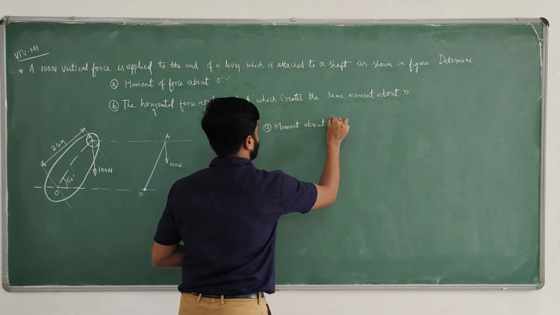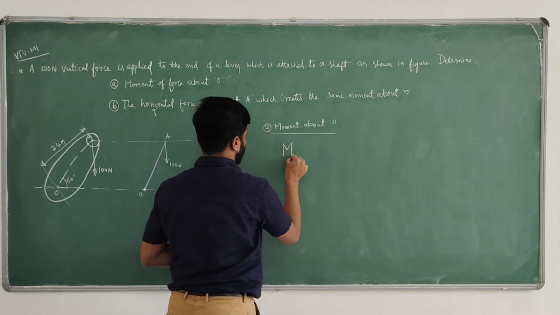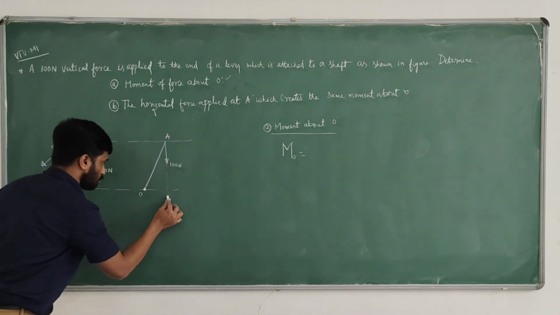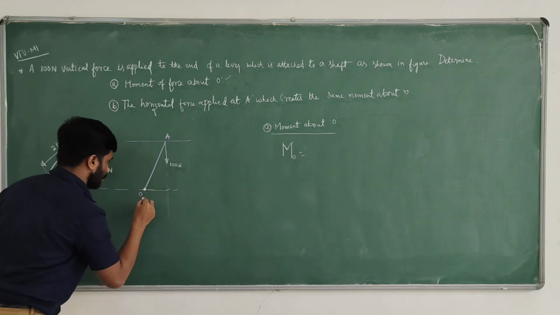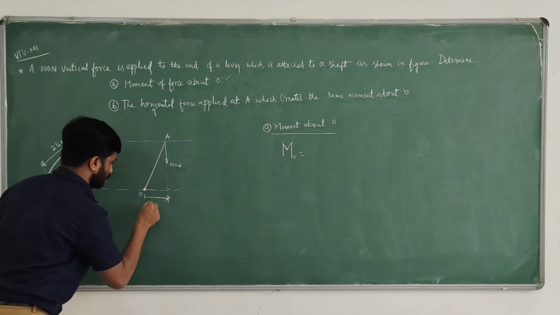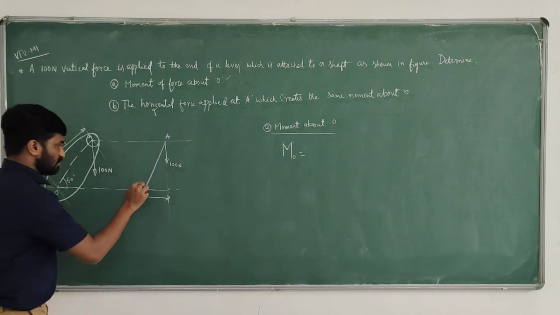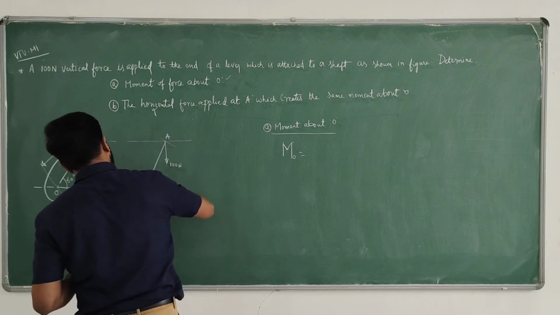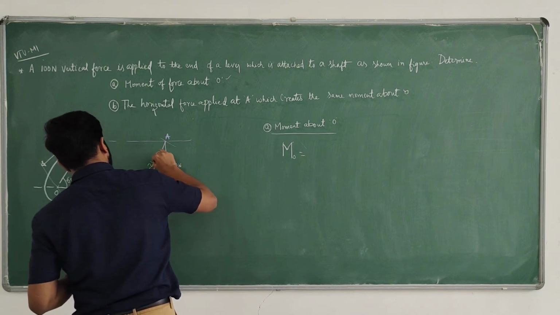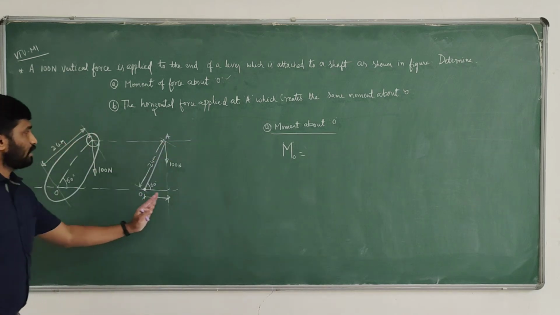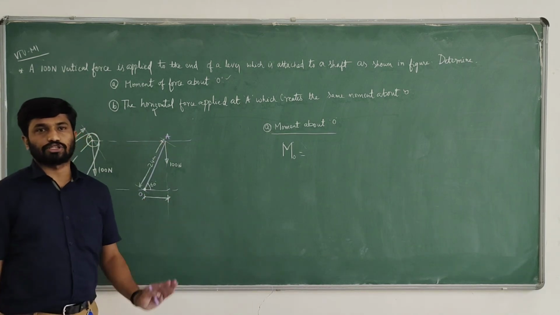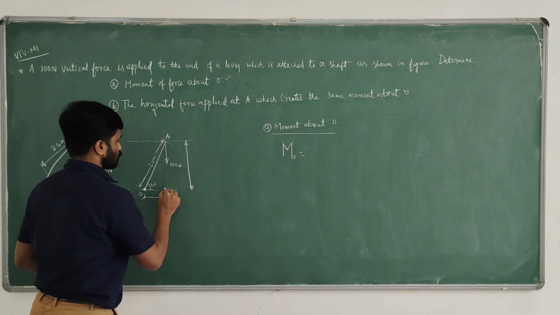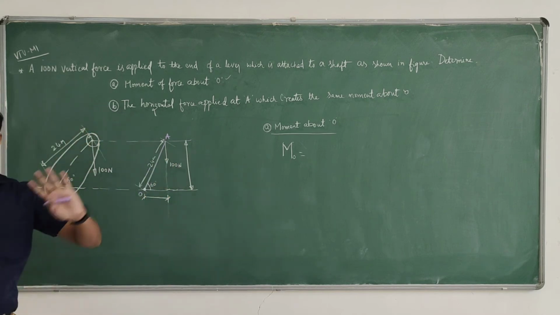The first thing is A, the moment about O. M naught equals force into perpendicular distance. This is the force. For this force, the horizontal distance is the perpendicular distance. I know this inclination is 60 degrees, and the span OA is given as 24 meters. So how do we determine the horizontal distance, as well as the vertical distance, using this triangle? Use trigonometric functions.